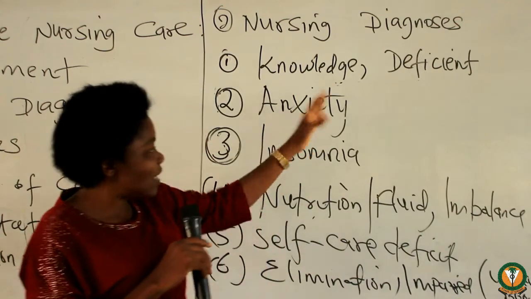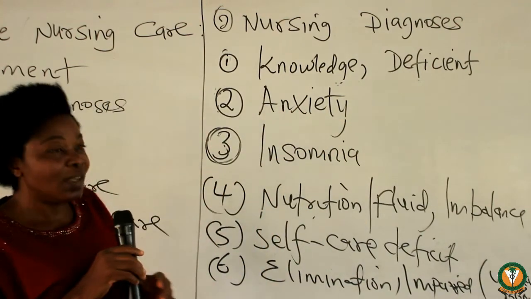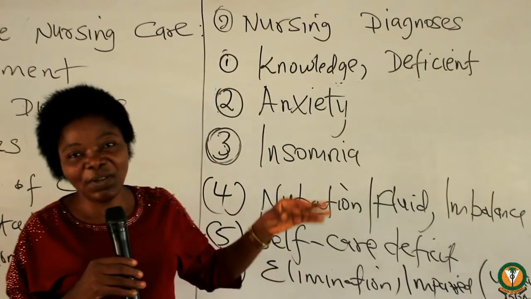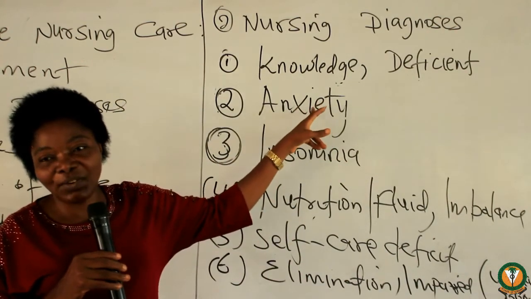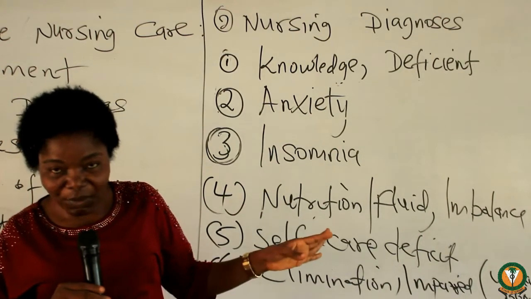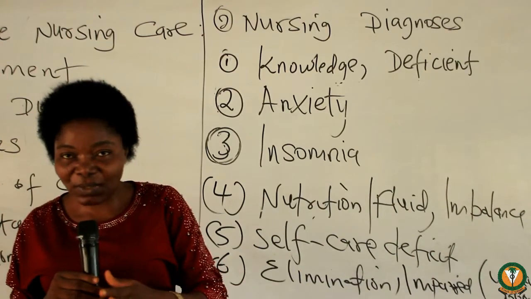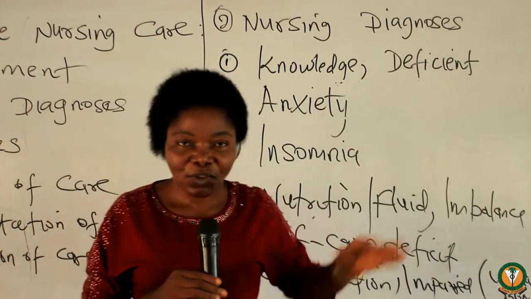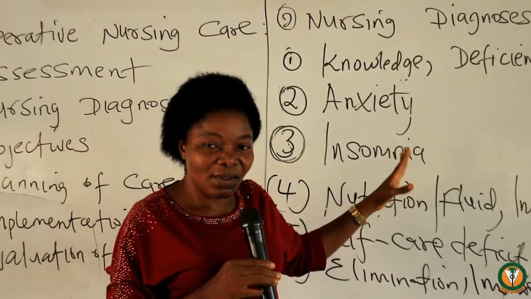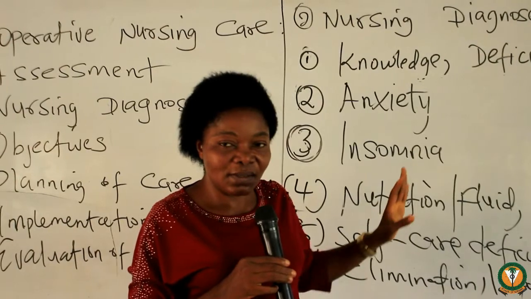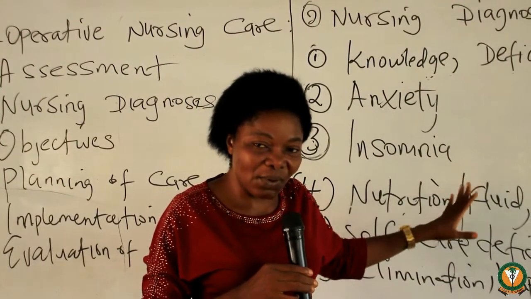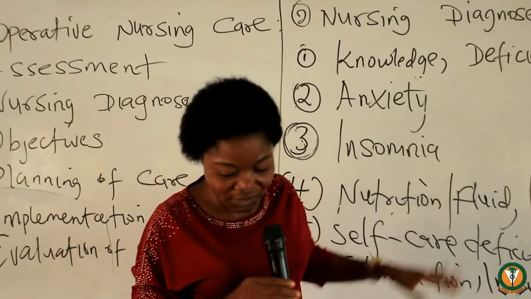But something like knowledge deficit, anxiety, insomnia, nutrition, we may have long-term objective. We can say that within 5 minutes, patient will know everything that we're going to explain. That's what we mean by setting long-term objective and short-term objective. So all this one requires long-term objective, maybe within 24 hours, 48 hours, this thing will be solved. Or latest 8 hours, at least 8 hours or 7 hours, these things will be resolved.